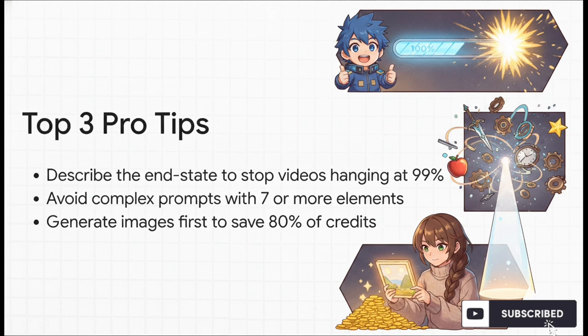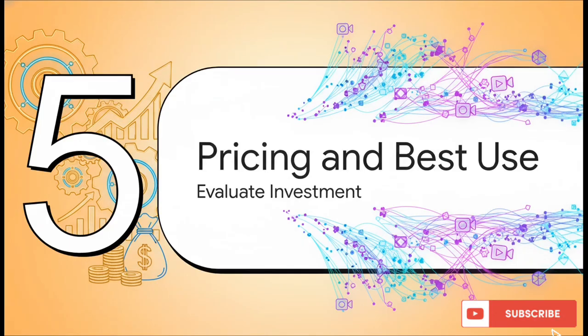Avoid complex prompts with 7 or more distinct elements. Overloading it just skyrockets the error rate. And third, this is the absolute golden rule. Generate static images first. Spend a few credits dialing in the absolute perfect still image and only animate the winner. If you do this instead of blindly rendering full videos over and over, you can easily save 80% of your credits.